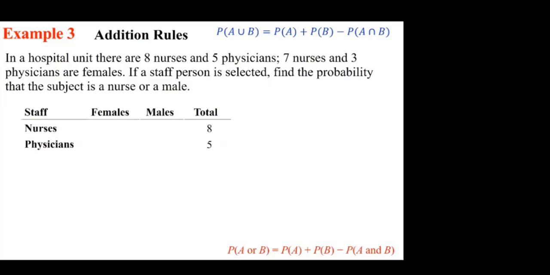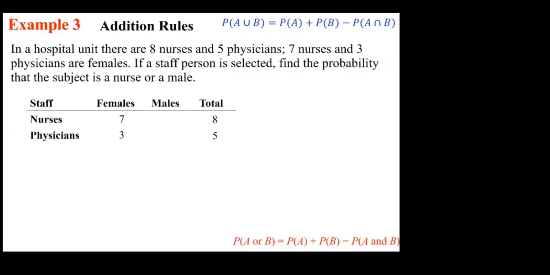7 nurses and 3 physicians are females. So in the second column, which reads females, we're going to put in 7 and 3. Okay, so we put in those numbers. If a staff person is selected, find the probability that the subject is a nurse or male. So we should be able to finish this by doing the following.